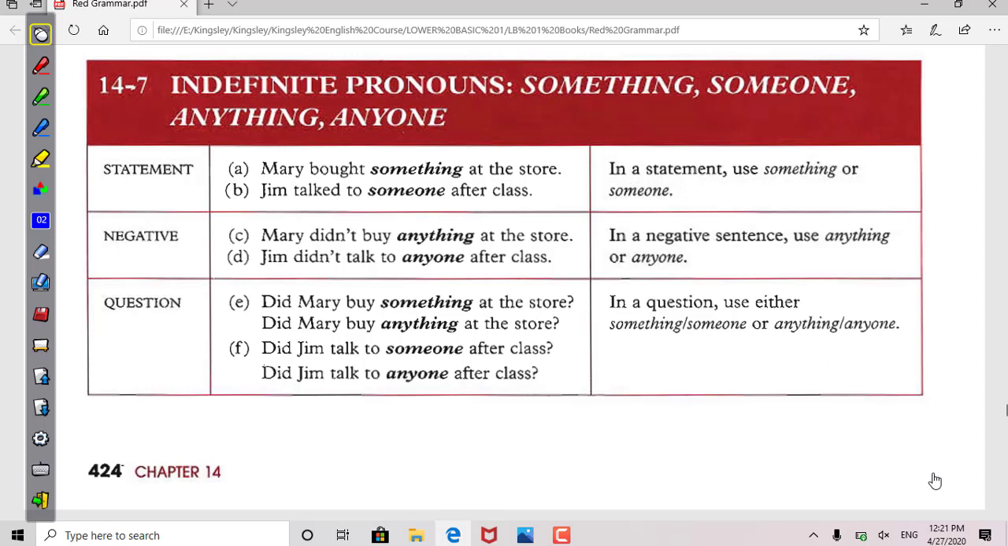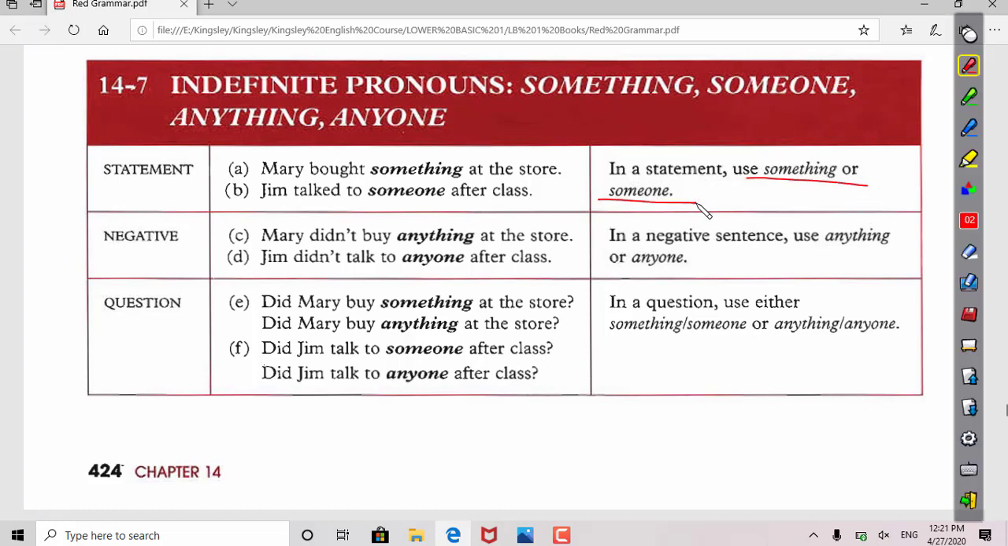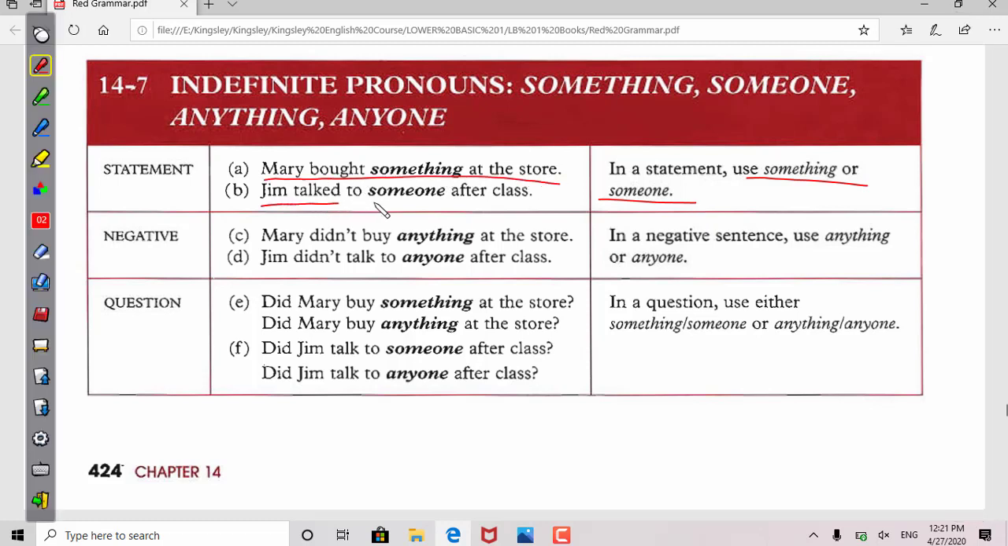When you use this one, we will use something or someone when you talk about a statement. Mary bought something at the store. Jim talked to someone after class. So when this is a statement, or we can say a positive statement, you will use something or someone. When you have a negative statement, a negative sentence, you will use anything or anyone. Alright? But for questions this will be flexible. So you can use something, anything, someone or anyone. What you have to remember is that negative uses anything or anyone, and positive should be clear: something and someone.